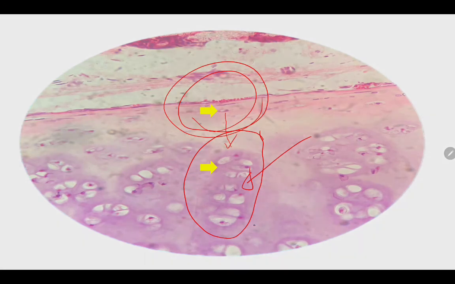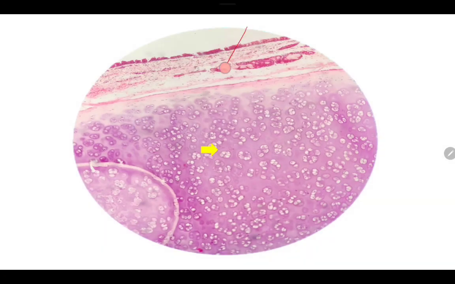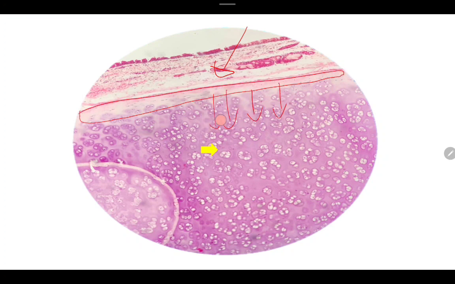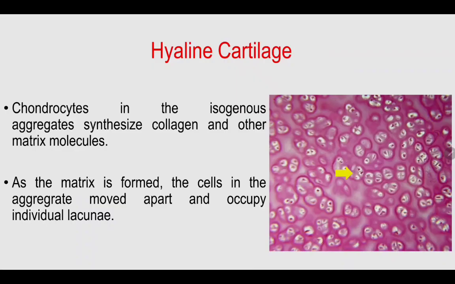Okay, so this is another example. This is the perichondrium. Here is your chondrogenic layer, and then pag mature nila, yan pababa. So this is your isogenous cell group. Okay, so let's move on sa next slide. Your chondrocytes in isogenous aggregates synthesize collagen and other matrix molecules. As the matrix is formed, the cells in the aggregate move apart from each other and occupy individual lacunae. Okay? So, dumadating din talaga yung araw na kailangan nila maghiwa-hiwalay.